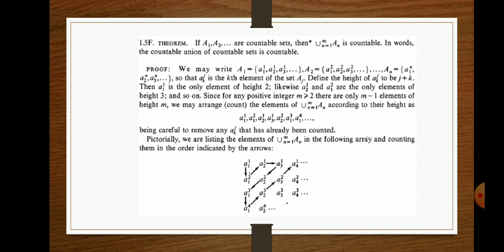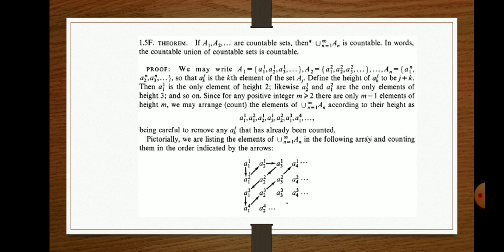The first height is 2, therefore the first element is A11. The next height is 3, there are 2 elements, A12 and A21. The next height is 4, there are 3 elements, A31, A22, A13. Like that we can arrange all the elements of the union of An.